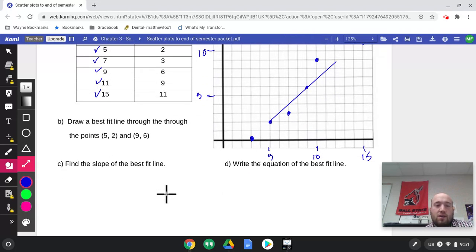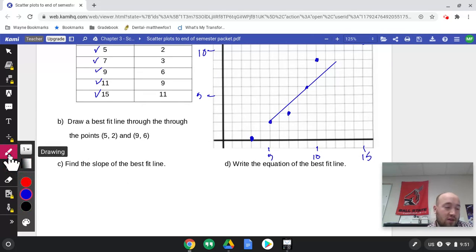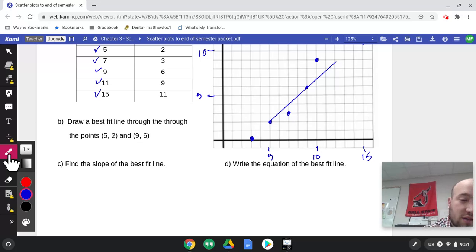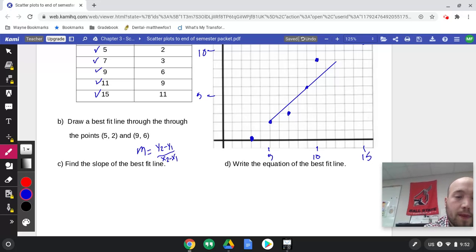Now, it says find the slope of this best fit line. So in order to do this, we need to go back. This is something we used at the very beginning of the year. You used it in Algebra 2. You probably saw it in Geometry. Probably in Algebra 1. You've seen it every year, but our formula for slope is y2 minus y1 all over x2 minus x1.